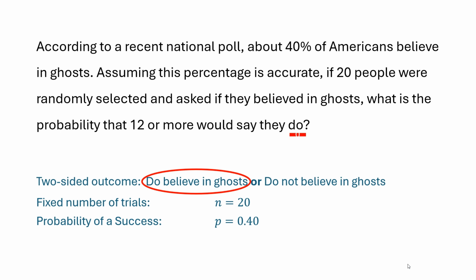Finally, we need to determine the number of successes. And our number of successes is going to be greater than or equal to 12. X is greater than or equal to 12. And that comes from the language, again, in the probability request that says 12 or more would say they do. Now that we have sorted all this information out, it's time to go to our guru.